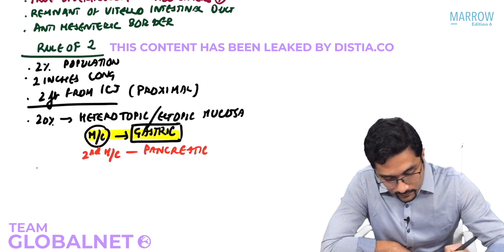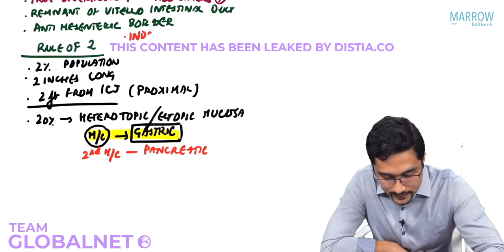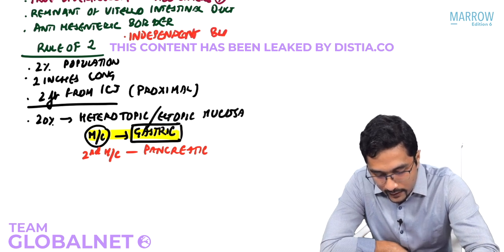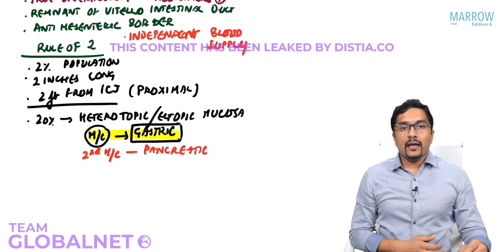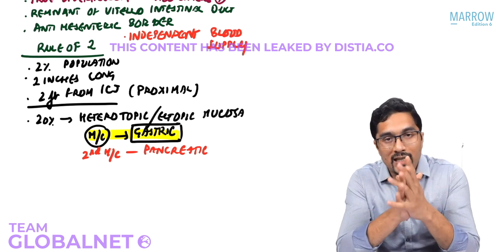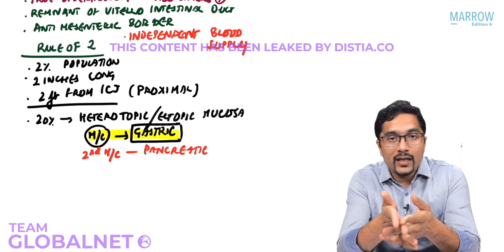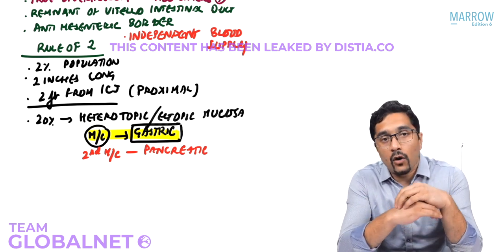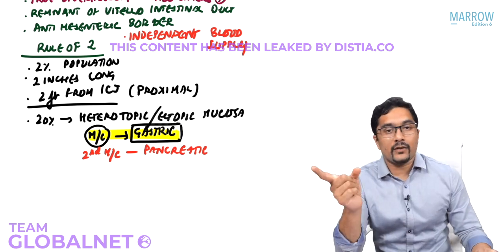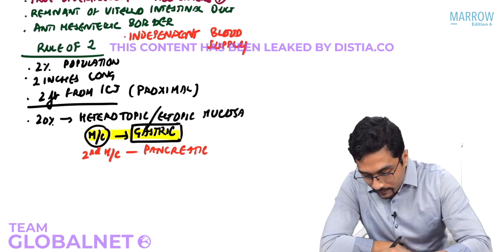And Meckel's diverticulum, another thing which you need to know, it has an independent blood supply. And what is the importance of this point, that it has an independent blood supply? That means you can do a diverticulectomy. I can just cut the diverticulum without interfering with the blood supply of the rest of the bowel.